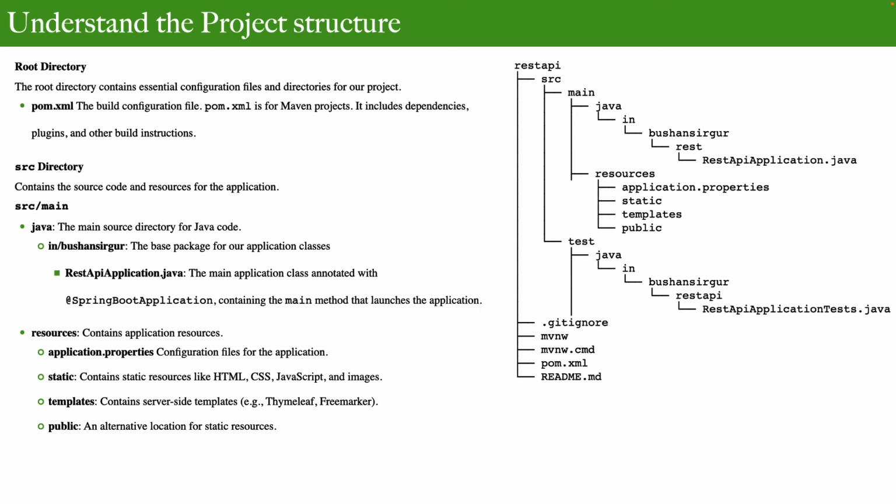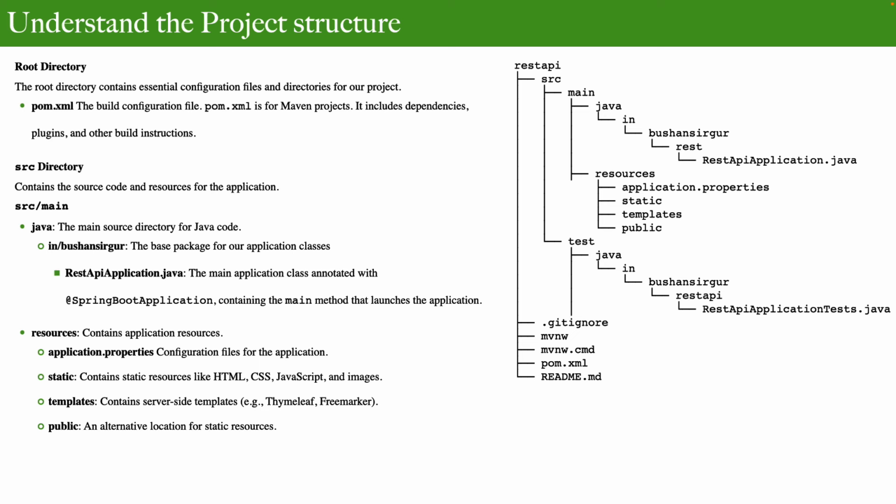The first directory is the root directory. The project folder itself is the root directory. Inside this directory, it contains the essential configuration files and folders for our project. Under this root directory, there is a file called pom.xml. This is the build configuration file.